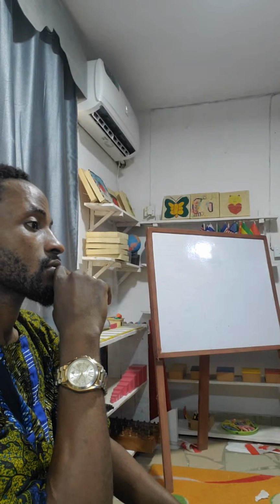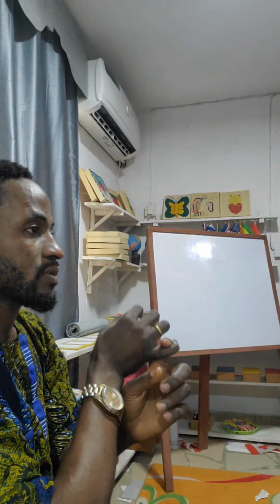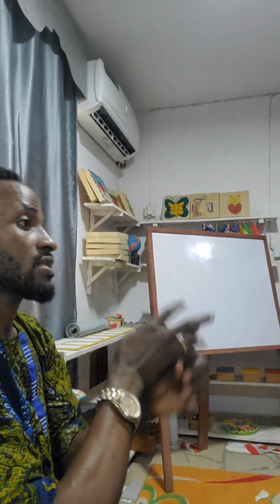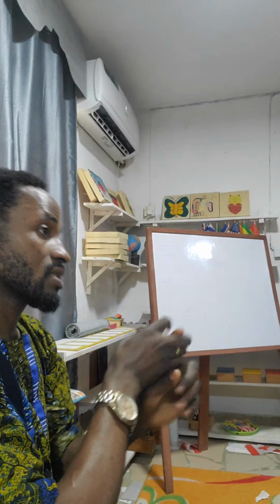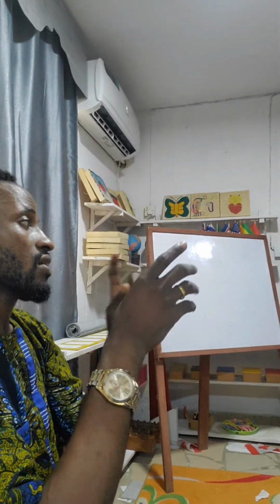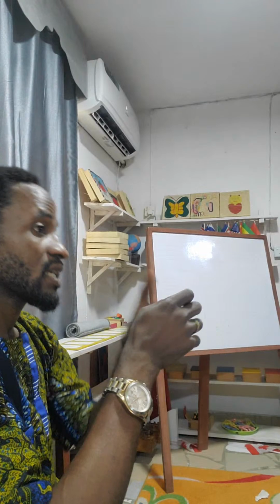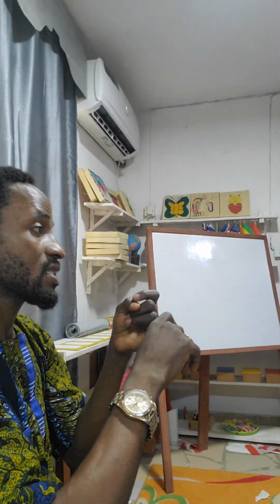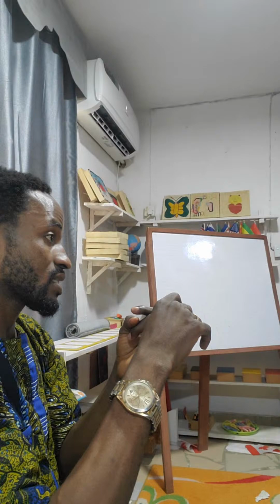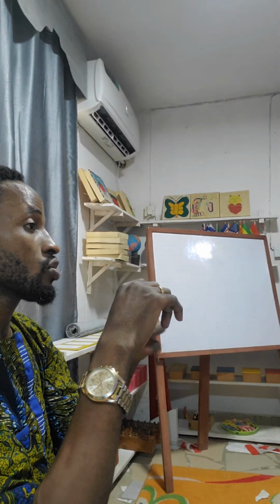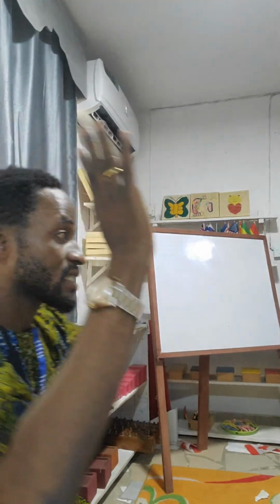So in Montessori we have the auditory sense, we have the visual sense, we have the baric sense, we have the tactile sense, we have the stereognostic sense, we have the olfactory sense, we have the gustatory sense, and we have the thermic sense. So those are the 8 senses that we use in the Montessori learning area.